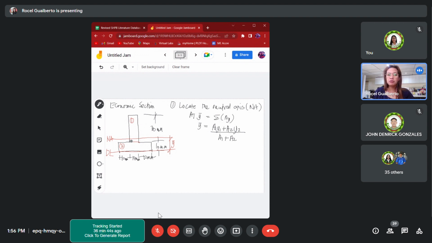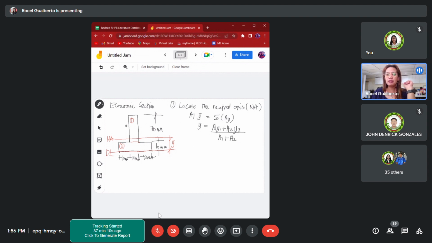Kung hinati mo po siya, halimbawa, 4 yan, so dapat up to A4. Plus area 3, Y3 plus area 4, Y4. Again, kung ilan po kadaming part, ganun dapat po dami nung AY. And then divide this by area total. So, to get the total area, that is simply area 1 plus area 2. For the areas, wala naman po tayong magiging problema.